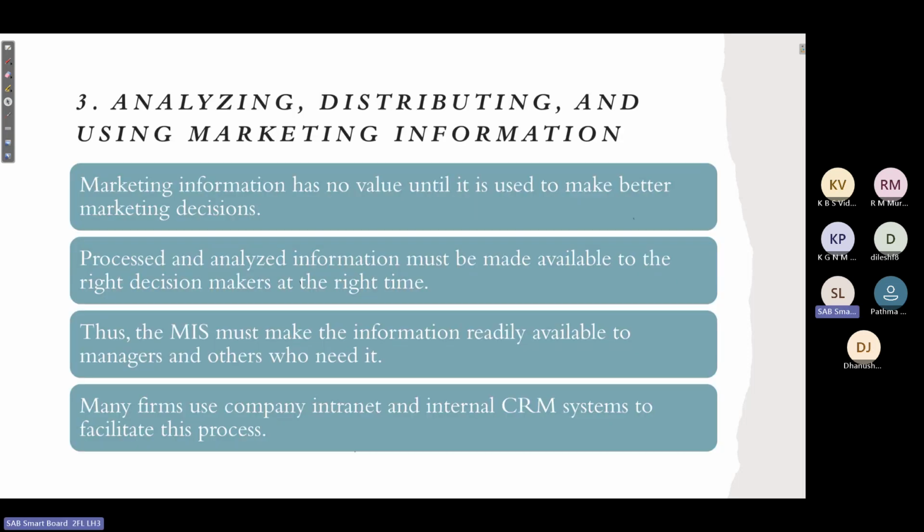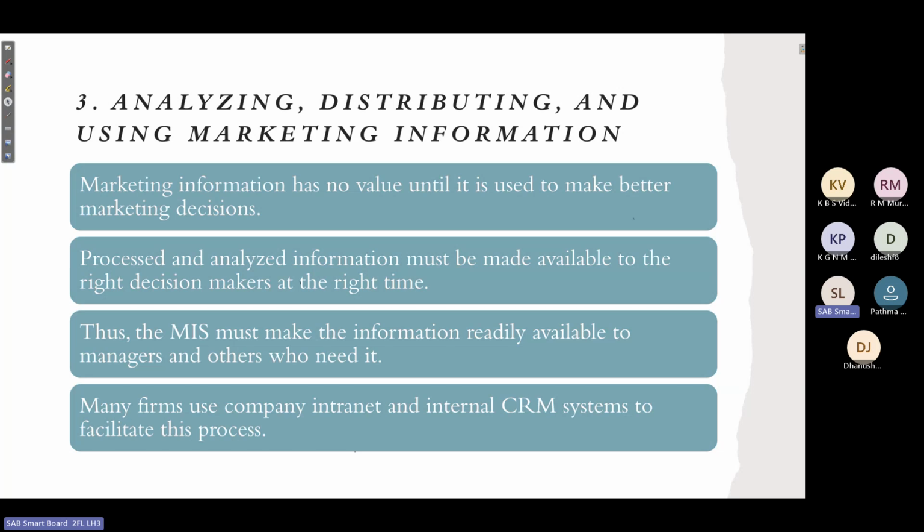And the final part, analyzing, distributing, and using marketing information. How are we going to analyze, distribute, and use this marketing information? Right? We have discussed two parts of the marketing information system. The first one was assessing the needed information, and the second one was developing the needed information. Assessing is about whether the required information is available and who needs different kinds of information. Is it internal people, external people? Right? We assess it, and once we assess it, we try to develop those needed information.